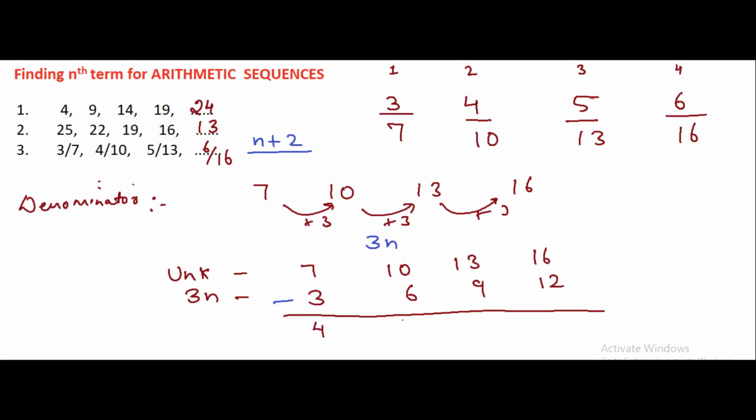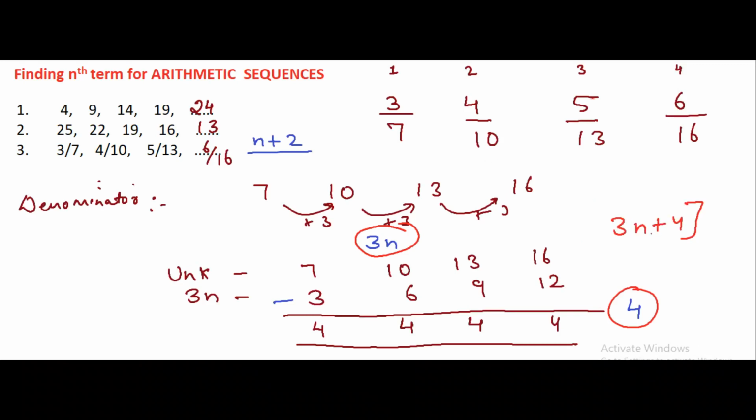So 7 minus 3 gives what? 7 minus 3 gives 4. 10 minus 6, 4. So everywhere you get 4. Whenever you get the same difference, you stop over there and that 4 you write. And that's a positive 4. So you need to take care of one simple thing, that you're left with 3n plus 4. So that is your answer, 3n plus 4.